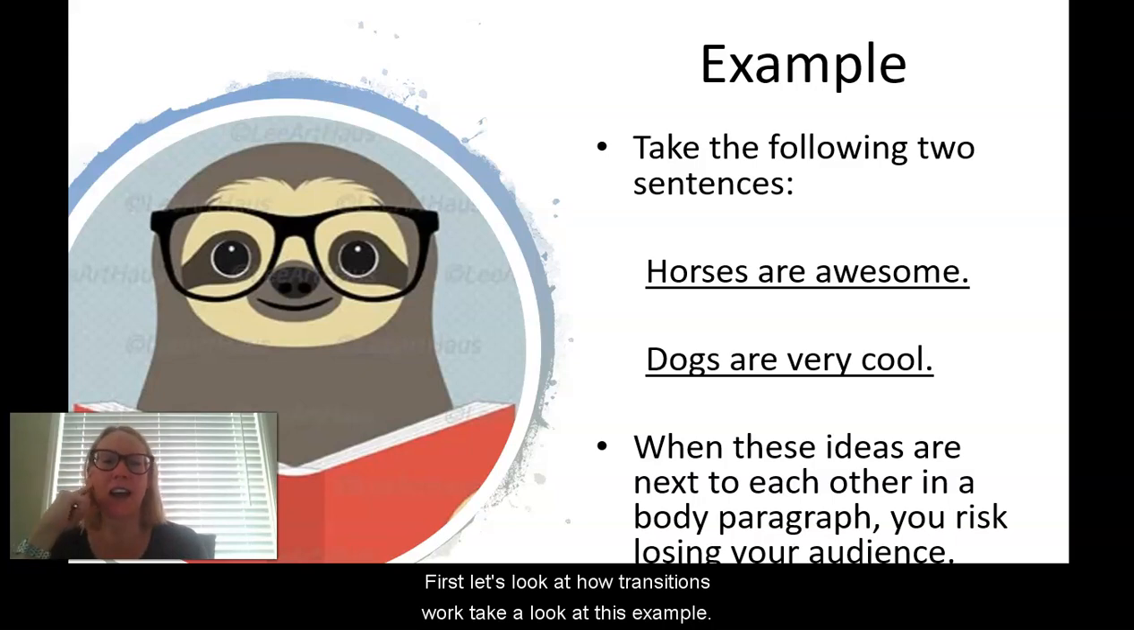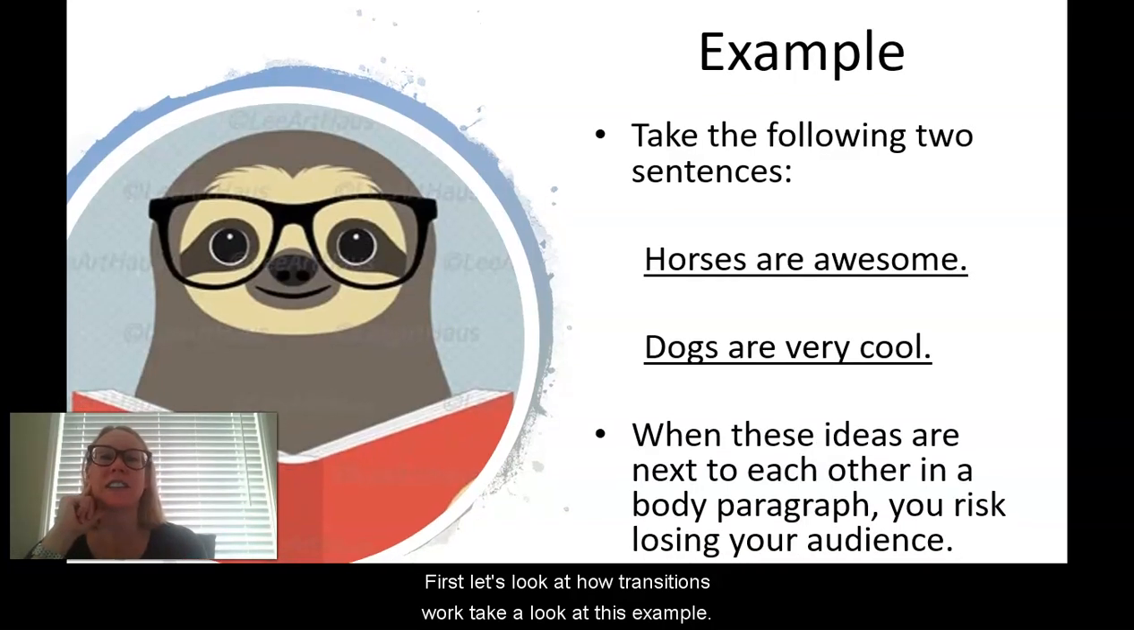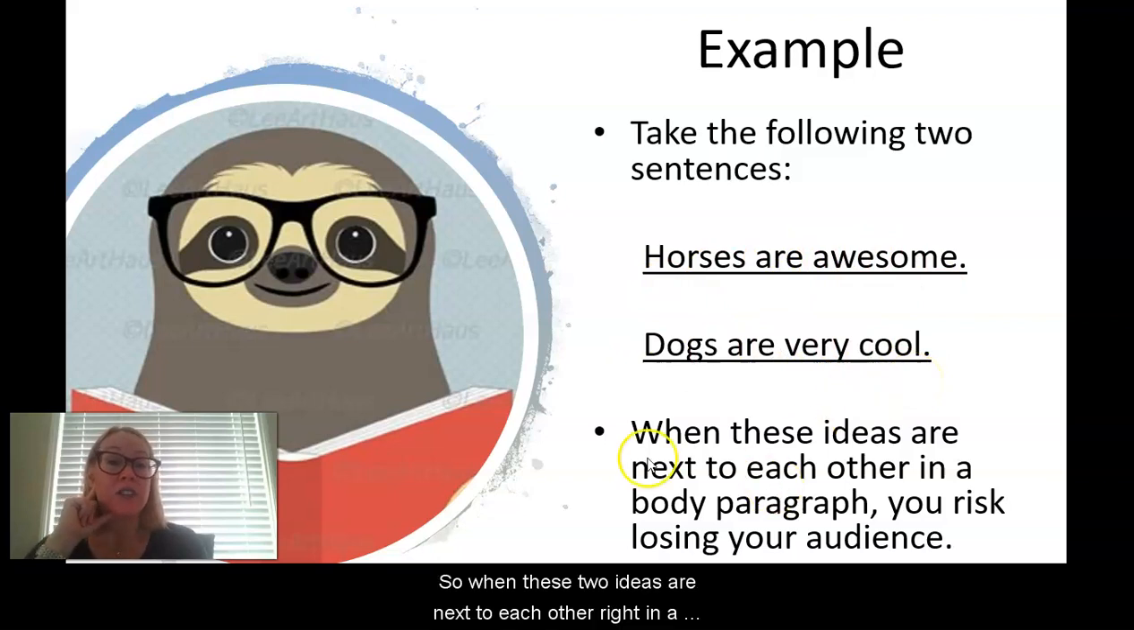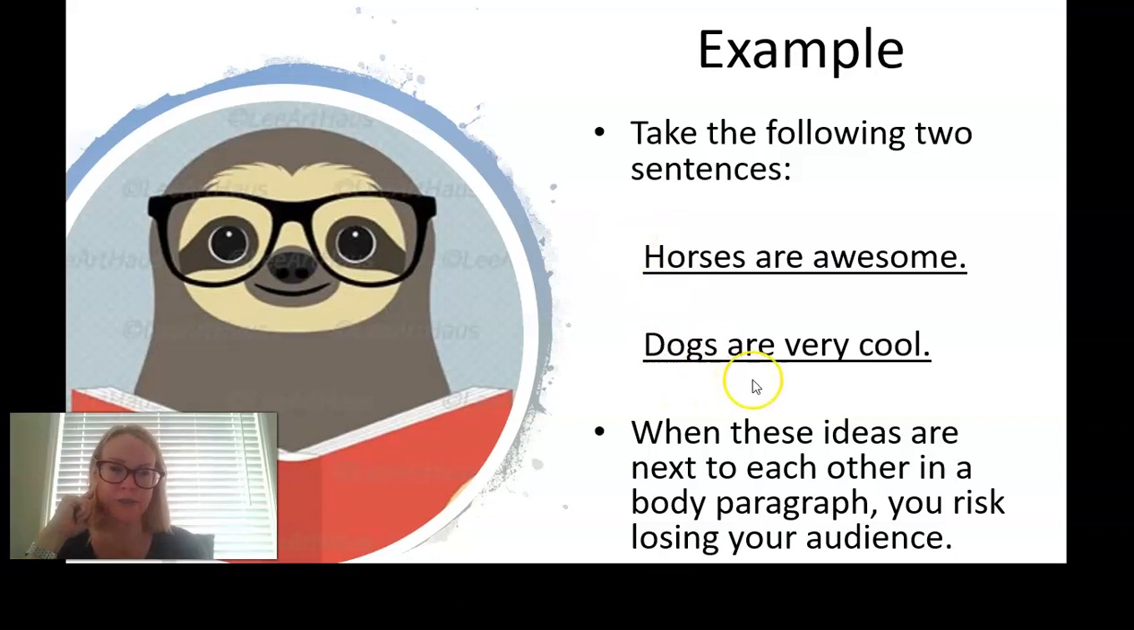First, let's look at how transitions work. Take a look at this example. It says, take the following 2 sentences. Horses are awesome. Dogs are very cool. So when these 2 ideas are next to each other right in a body paragraph, you risk losing your audience, right? They're starting with the idea, oh, horses are awesome, yes. And then it jumps awkwardly and without explanation to dogs. So horses to dogs. It's an awkward transition, all right?